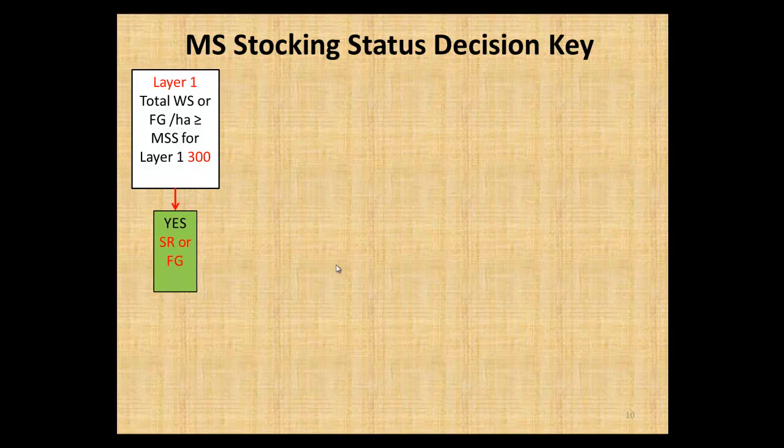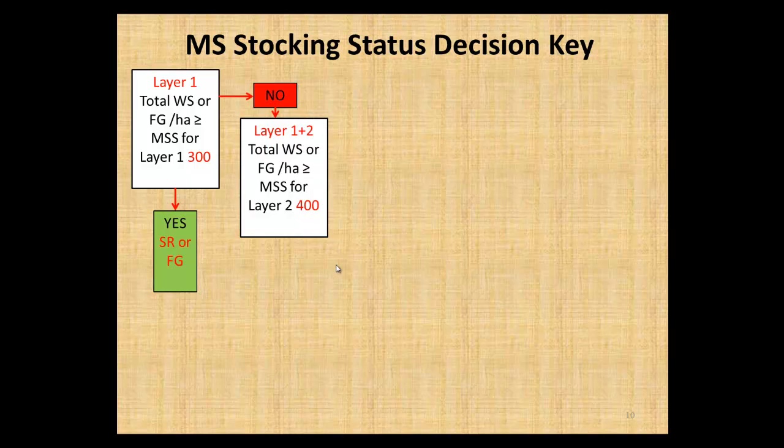Did you meet the minimum stocking standard for layer 1? If you did, then the block is SR right off the bat. If you didn't, we go down and start tallying, nesting our minimums for the opening. So if we didn't meet it, say we had 200, we would have to go to the next level down and add up the layer 2s into it.